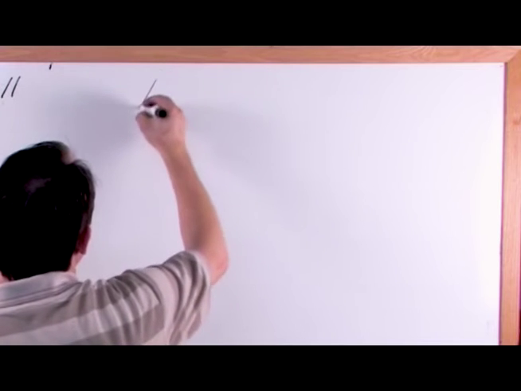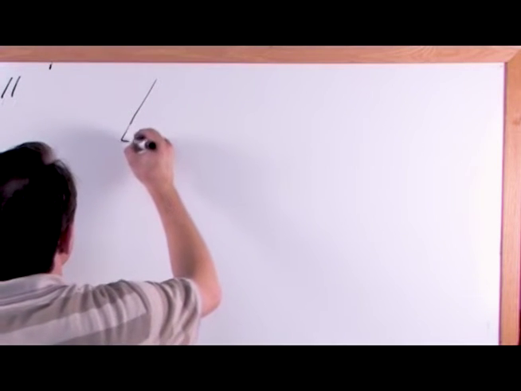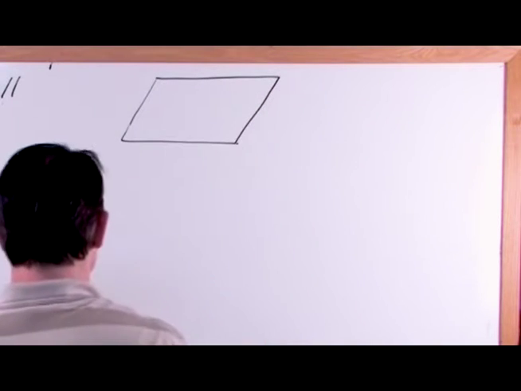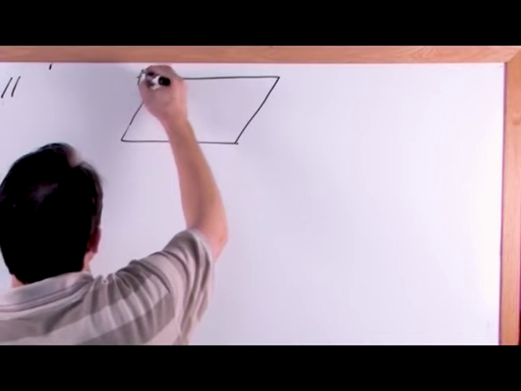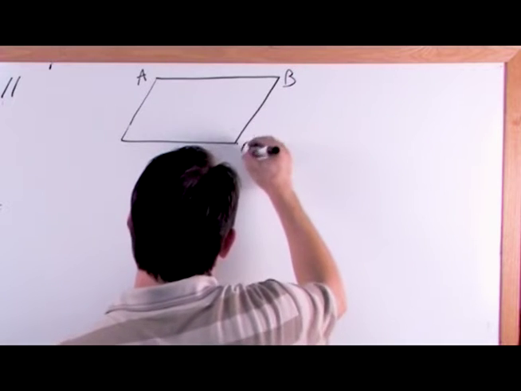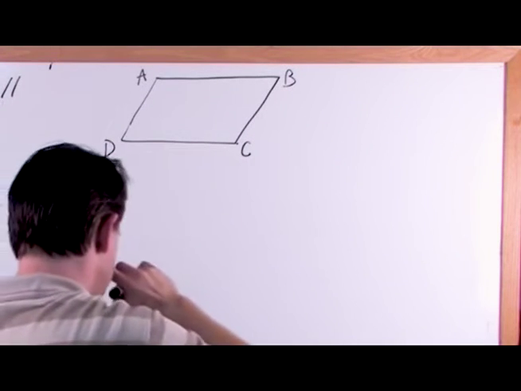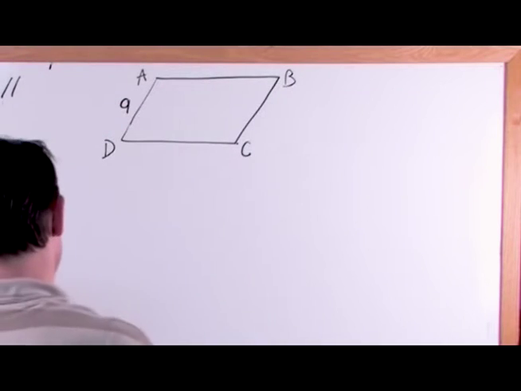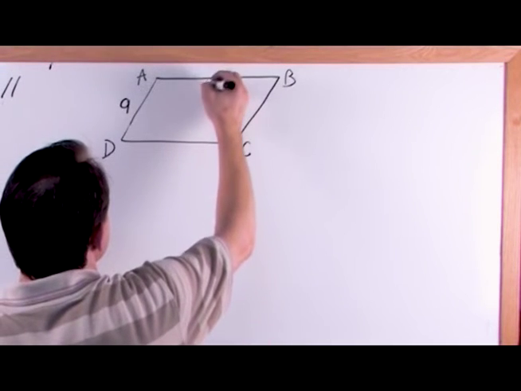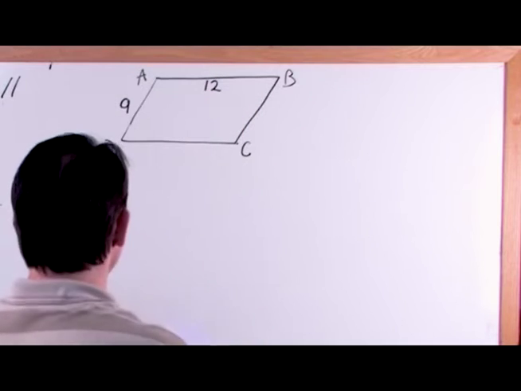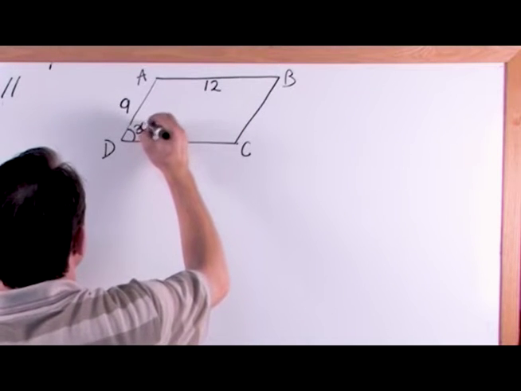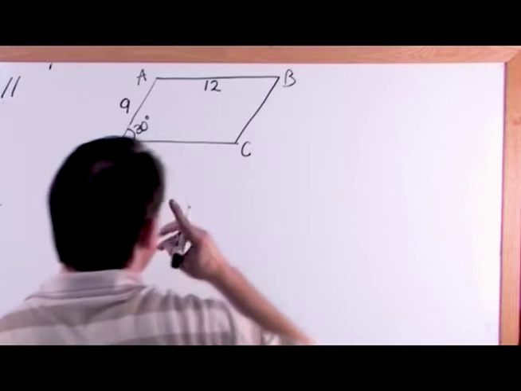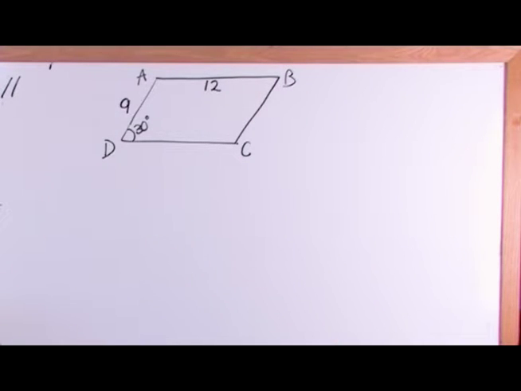So let's say you had a parallelogram. Okay, here's the parallelogram right here. This corner is A, this corner is B, this corner is C, this corner is D. And all I'm given in the problem is that this length is 9, this length is 12, and this angle is 30 degrees. That's all I'm given. I'm not given the length of this side or anything else, and I'm going to find a few things.